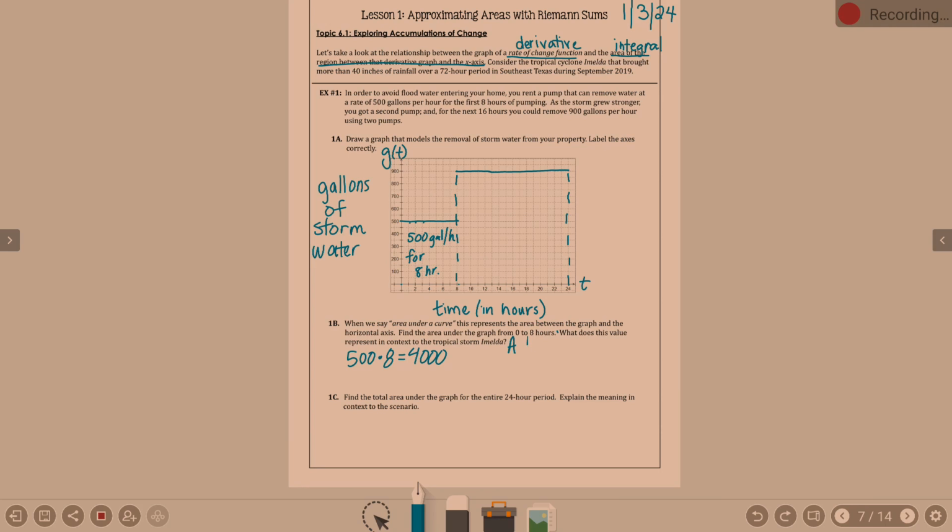Okay, so write something in here. I don't have as much room since I didn't enlarge this area, but a total of 4,000 gallons of stormwater was removed during the first 8 hours. Do I want to say anything else? I guess from the first 8 hours of the storm.